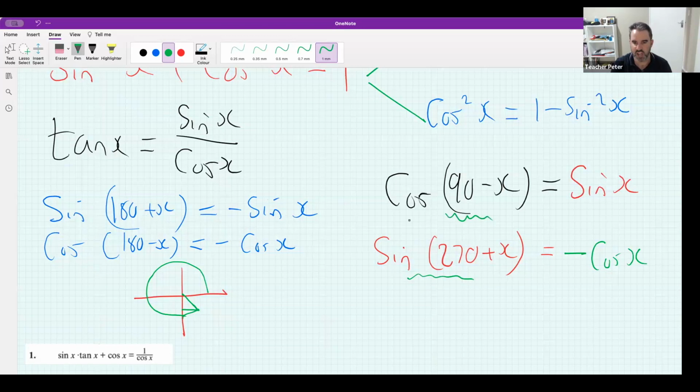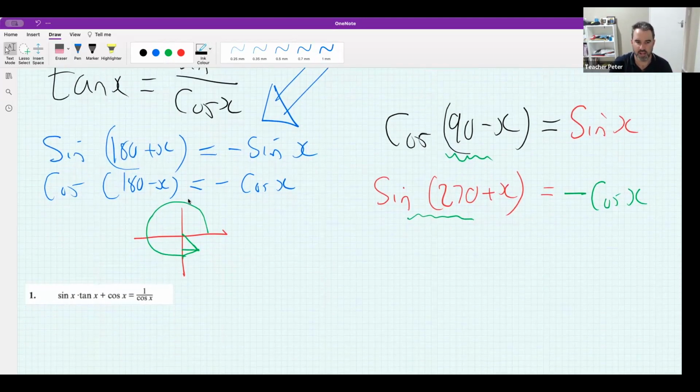You'll notice that we're changing from cos to sine or sine to cos. We change to the co-ratios. And that doesn't come up as often. It's much more common to have these ones, but it's just something to be aware of going forward. So that's why I like to recap.